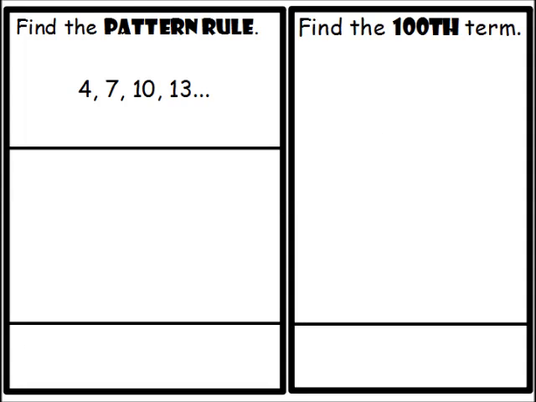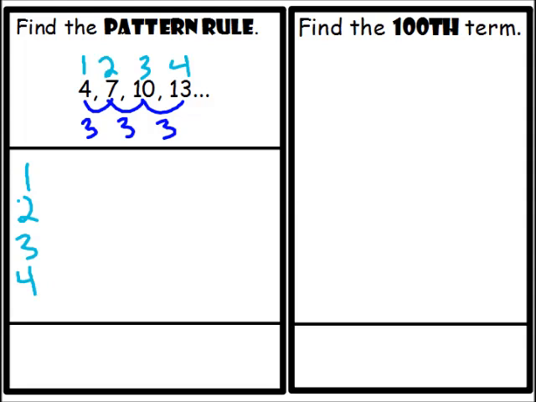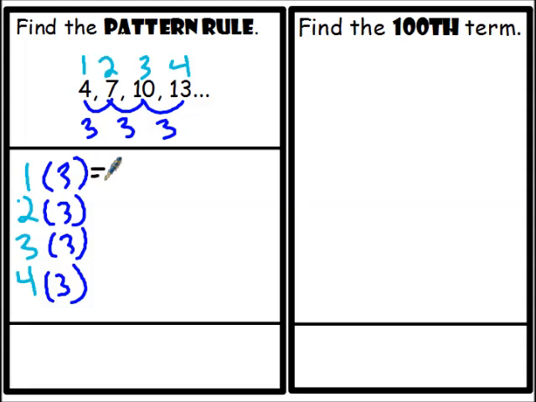Let's find another pattern rule. Remember step 1, you're going to number the terms 1, 2, 3, and 4. Step 2, we'll find the constant difference. So it goes up by 3, up by 3, up by 3. Then we list our term numbers 1, 2, 3, and 4. And we multiply by the constant difference. Times 3, times 3, times 3, times 3. And you'll find out what value that gives you. 1 times 3 is 3, 2 times 3 is 6, 3 times 3 is 9, 4 times 3 is 12.